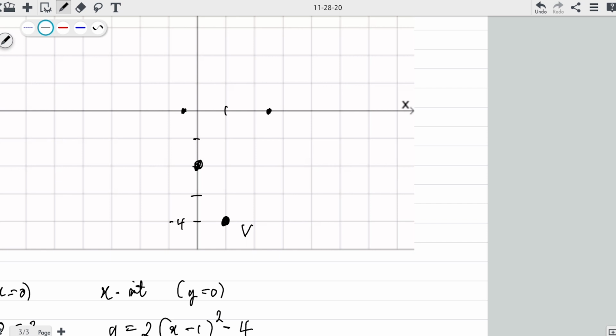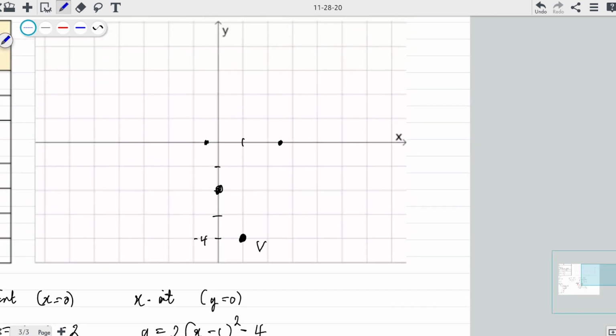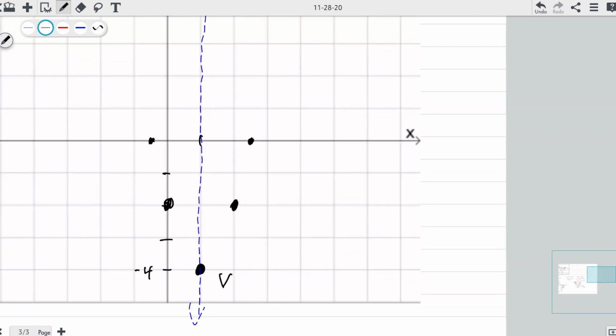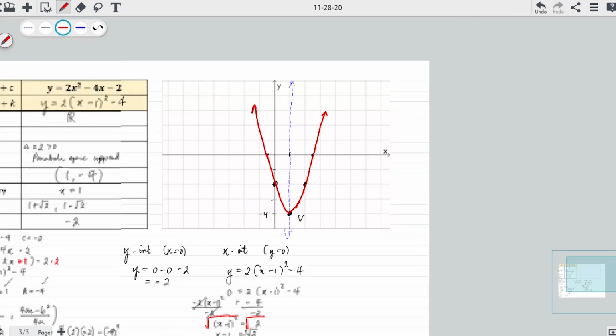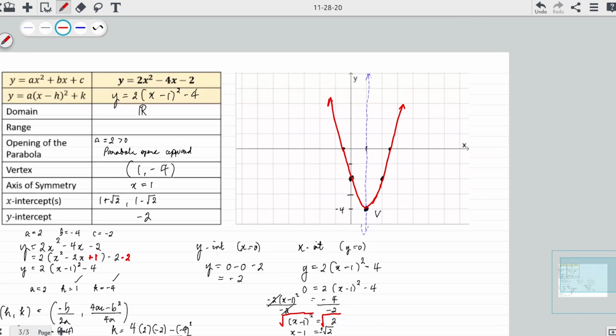And then, you can mirror that at x equals 1. That's our axis of symmetry, x equals 1. So, i-mirror natin to dito. So, we have this one. And then, yeah, we can now connect smoothly and draw our parabola. Yeah, it goes without bound. Just put an arrow there. Okay, so there you go. This is the graph of y equals 2x squared minus 4x minus 2.